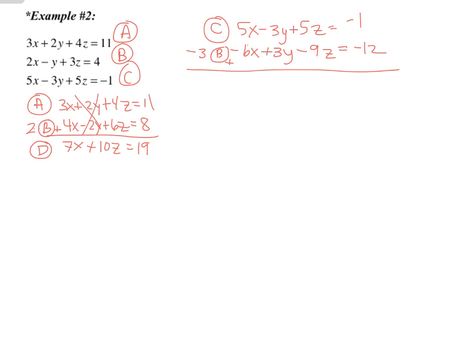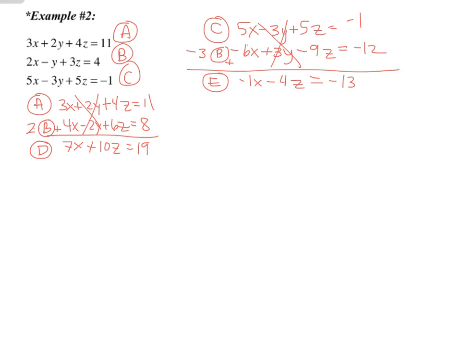Okay, so now I add straight down. 5x take away 6x gives me negative 1x, negative 3y plus 3y is 0, they're eliminated. 5z minus 9z is negative 4z. Negative 1, take away 12, gives you negative 13. And that's equation E. And now here's your first checkpoint.